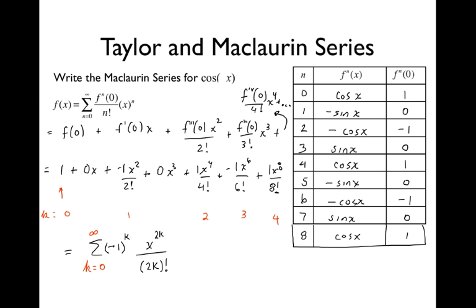Now the nice thing about this is every value of k gives us a non-zero term. And it generates the exact same sum that we had when we just followed the Maclaurin series. So this is our Maclaurin series for cosine x, and we know that it generates these terms.